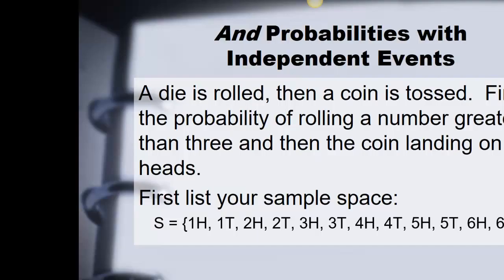So you notice we have our sample space, and let's proceed. So greater than 3 and landing on heads. That's what we want to look for. This is our sample space. We have 6 sides to a die. We have 2 sides to a coin. So we're going to pull the information out of our sample space.